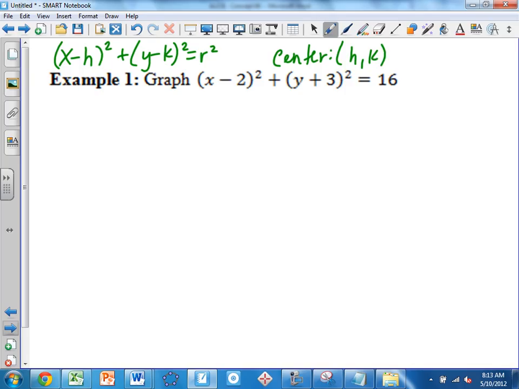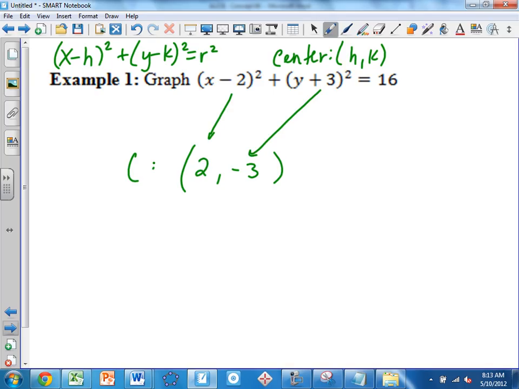So, use the standard form above to tell me what the center would be for this circle. What would the center be for the circle? 2 and negative 3. Don't forget the negative. Notice, this time it's x minus h, y minus k. So we use the opposite for both. So the center is 2, comma, negative 3. That's the center for the circle.